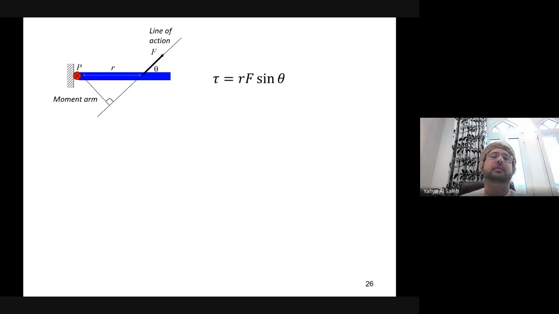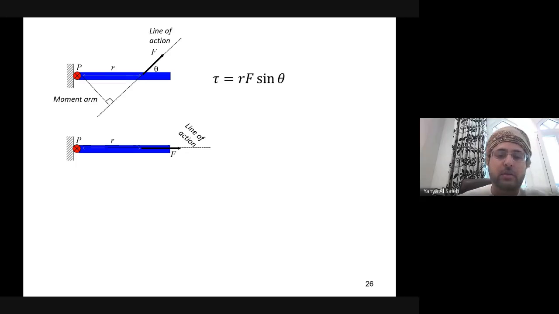Let's take a look at this. We have a door, something, torque is rF sine theta. If I am doing just parallel, what is my theta here? 0. And sine 0 is 0.